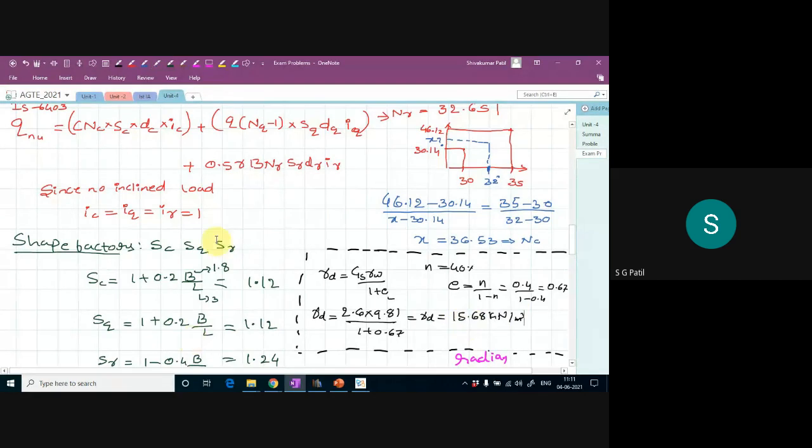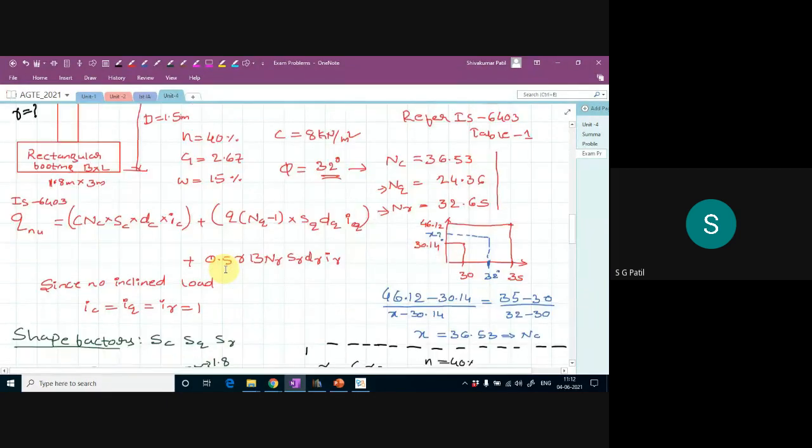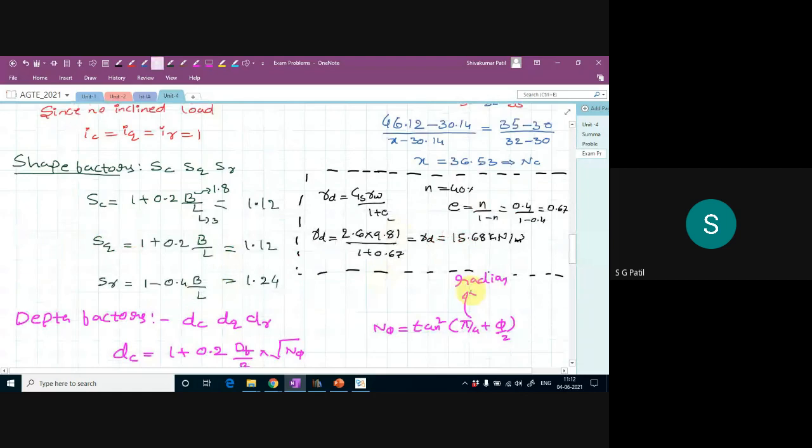But you see, he has given a water content. Okay, so water content of 15%. That means it is not fully dry. Whatever soil is there, it is not fully dry. It is having some water content. Then you should use the bulk density. So how to calculate the bulk density?